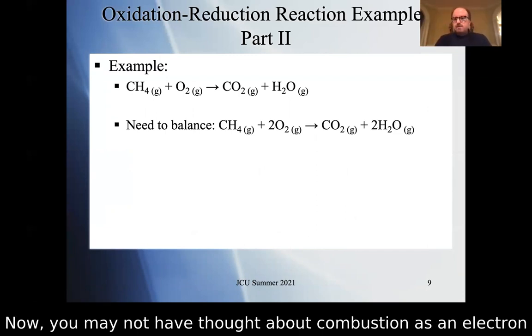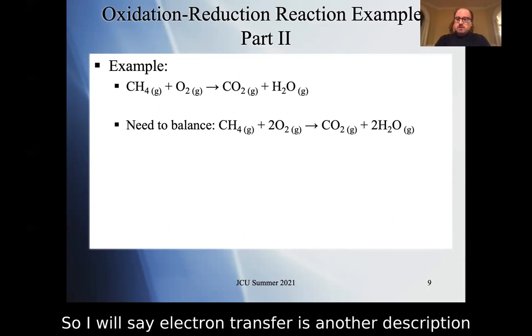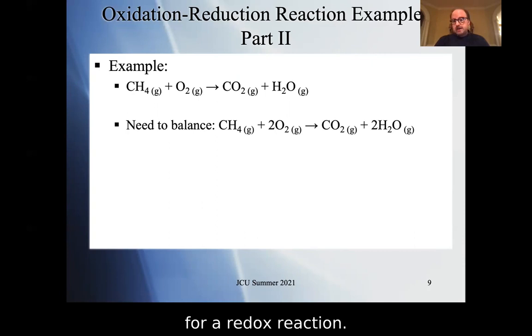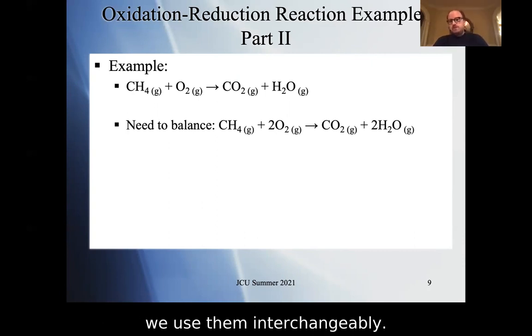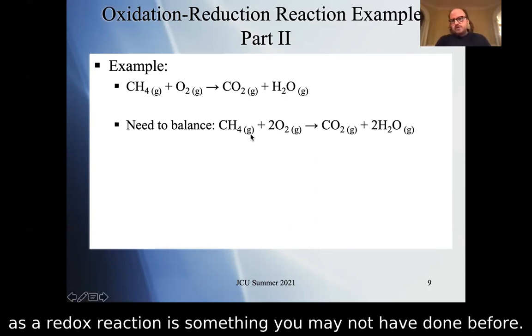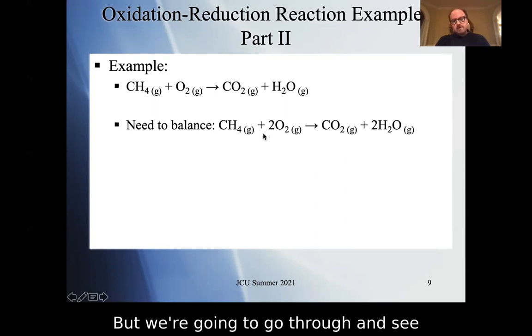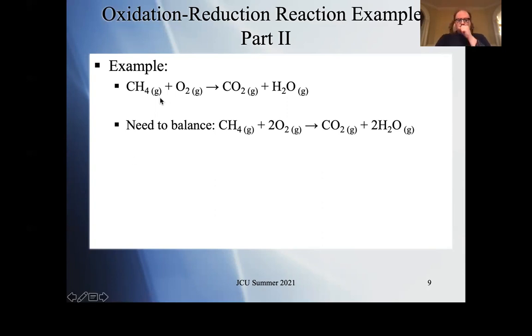Now, you may not have thought about combustion as an electron transfer or a redox reaction. So I will say electron transfer is another description for a redox reaction. So if you hear electron transfer or redox, we use them interchangeably. So in this case, thinking about combustion as a redox reaction is something you may not have done before. But we're going to go through and see how the electrons are changing going from reactants to products.